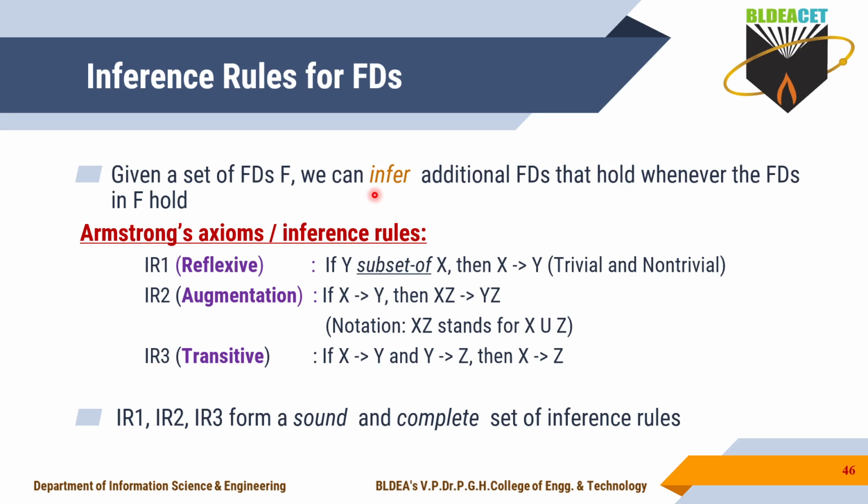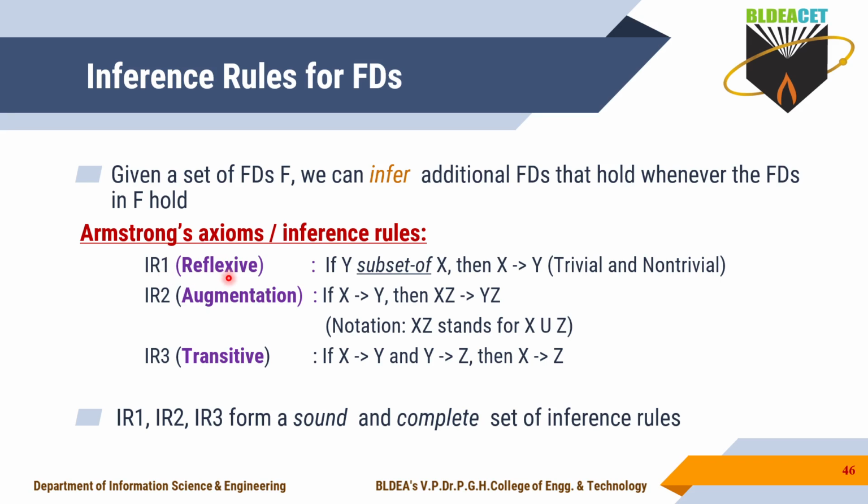For deriving that, we have different types of inference rules. These inference rules are also called Armstrong's axioms, because these are the inference rules developed by the scientist Armstrong. There are 6 inference rules. Among the 6, the first 3 are direct rules, and the remaining 3 are indirect, derived from these basic rules. So let's see the first rule, IR1, inference rule 1.